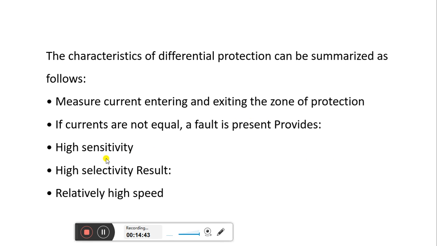Next, this is a highly sensitive relay; sensitivity is very high. Next, this is a highly selective relay. It means it is a very selective relay, and its speed of operation is relatively high compared to other relays. So these are the various characteristics of the percentage based differential relay. So this is what we had to discuss about the percentage based differential relay.